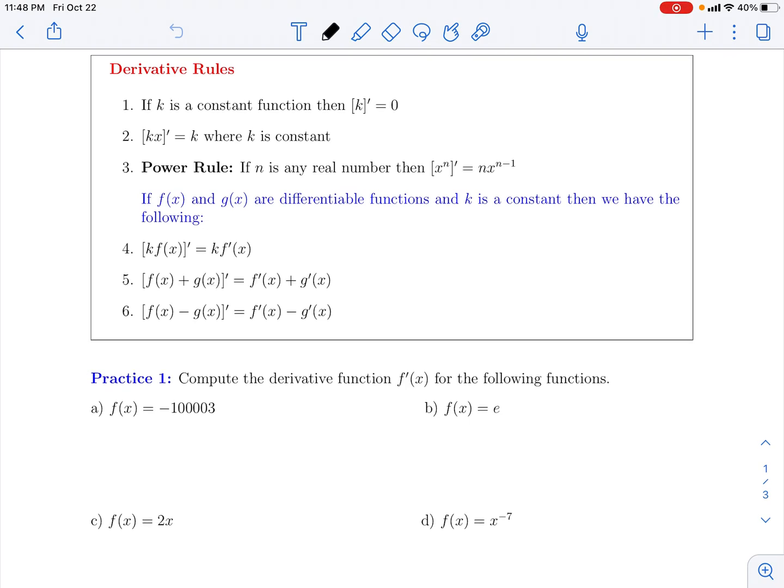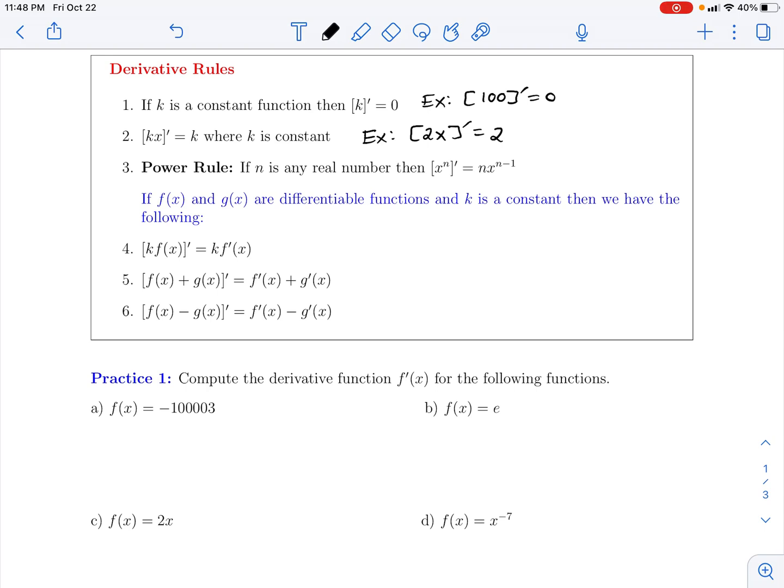If we have k times x, the derivative of that is just k, where k is a constant. So for example, the derivative of 2x is just 2. Because I'm basically just saying the derivative of the number times x is just the number in front of x. And then I might as well just give you a concrete example for the first one. So I don't know, the derivative of 100 is 0.